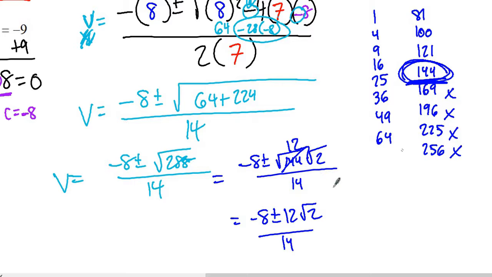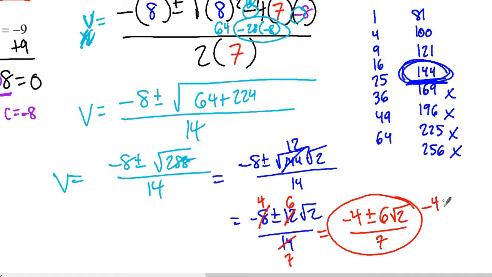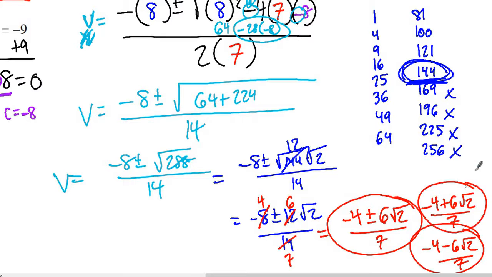And before we simplify this, notice that 8, 12, and 14, 2 goes into all of those. So 2 goes into that 4 times, it goes into that 6 times, it goes into that 7 times. So we can write our answer as negative, sorry, we just changed that from negative 8, it should now be negative 4. We could write our answer as negative 4 plus or minus 6 times square root 2 over 7. That's perfectly fine. Some people like to split it up and do negative 4 plus 6 root 2 over 7, negative 4 minus 6 root 2 over 7. Either one of those is correct.